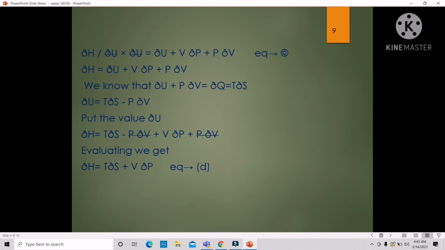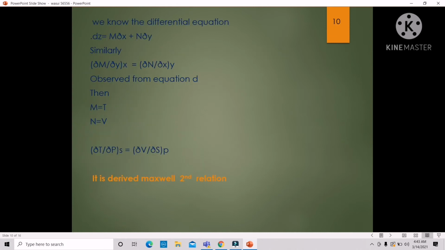So now we have to just use the differential equation on these two terms. We know the differential equation has the form M dX plus N dY. Evaluating this, we have the change in M with respect to change in Y keeping X constant, and the change in N with respect to change in X keeping Y constant. Observing from equation D, we make M equal to T and N equal to V.